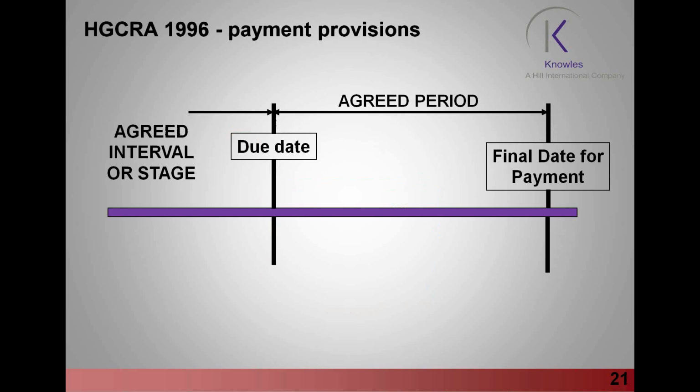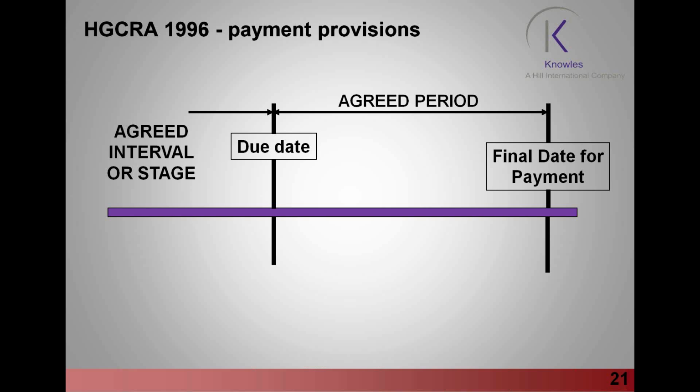On the slide in front of you now, you can see the Construction Act 1996 payment provisions. Usually, the way most construction contracts work at the moment is we have an agreed interval or stage, and that's normally monthly. So in other words, every month the main contractor or the subcontractor will put in an application for payment. The due date is normally the last working day of the month, although in many contracts you would see the due date being 1 month after you start on site.